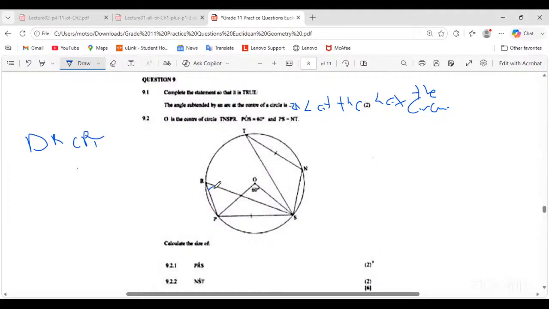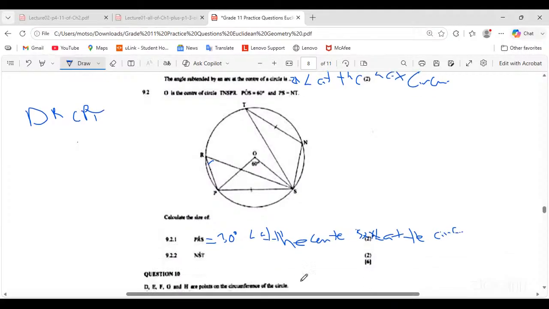Therefore, the one that is on the circumference is half of the one that is on the center. Now I will say PRS is equal to 30 degrees. Why 30 degrees? Because angle at the center is 2 times angle at the circumference. Right, fine.